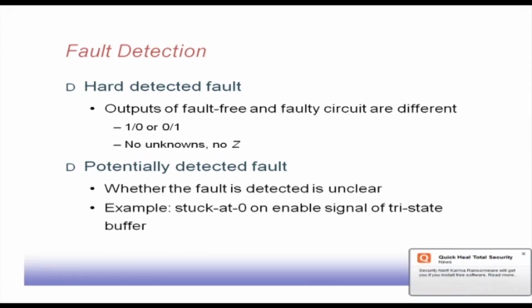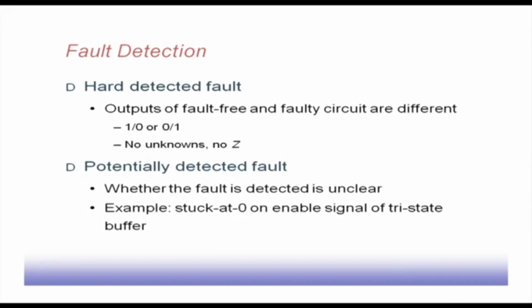There are potentially detected faults, where whether the fault is detected is not very clear. For example, say a stuck at 0 fault at the enable signal of a tri-state gate. If the output is z, we do not know whether it is due to a stuck at 0 fault or due to some problem at the tri-state gate output itself. So, it is difficult, and we cannot detect whether the tri-state gate enable signal is stuck at 0 or not.